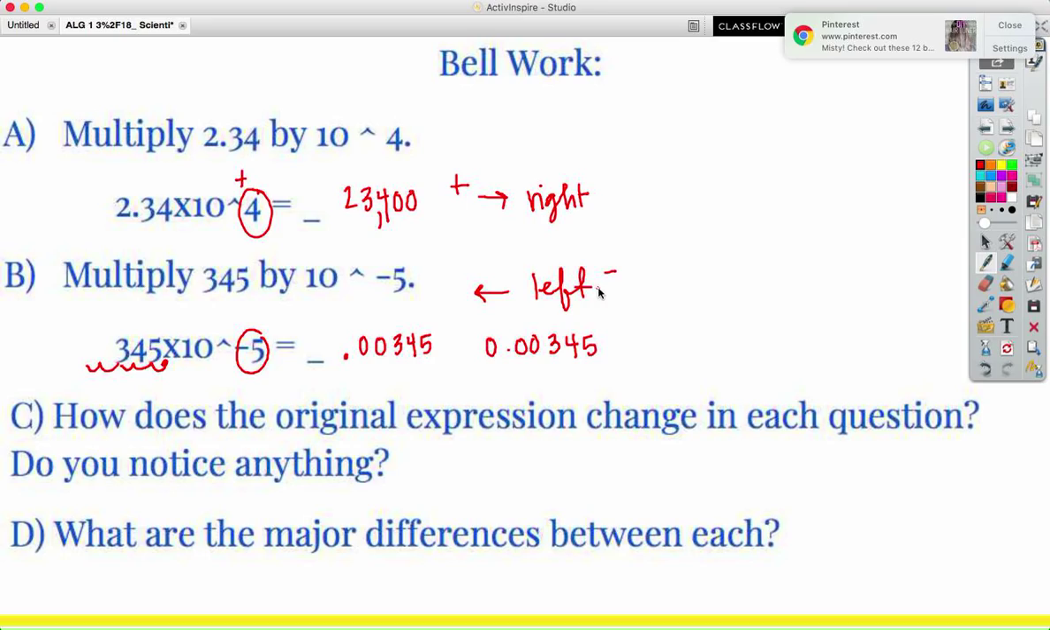So the major difference between each is that while they both are what we are going to talk about today, considered scientific notation, both of them did change. The decimal did move the number of times that the exponent occurred. But specifically, if it was a positive exponent, the decimal moved to the right. If it was a negative exponent, the decimal moved to the left. So hopefully these were some observations that you made during today's bell work.